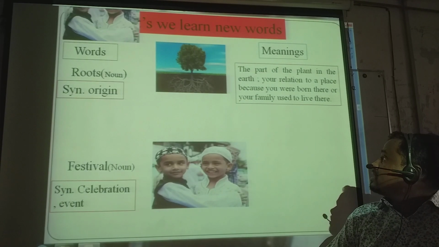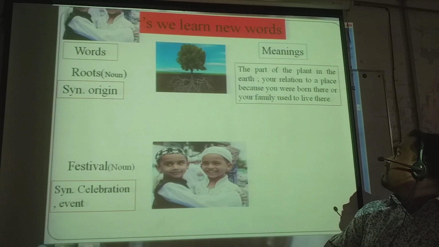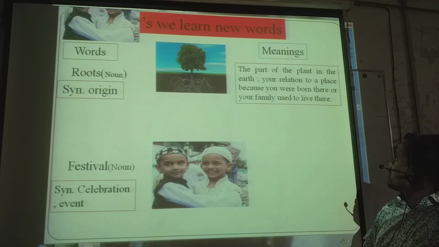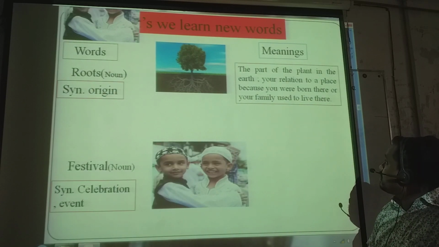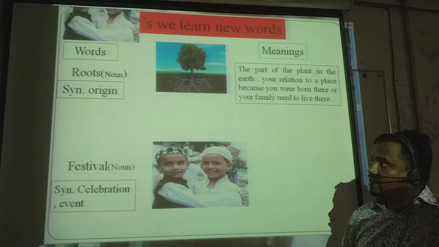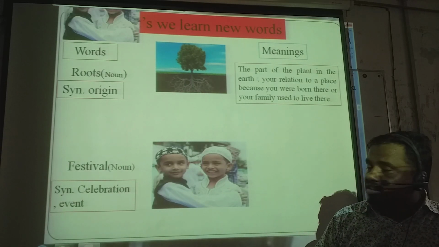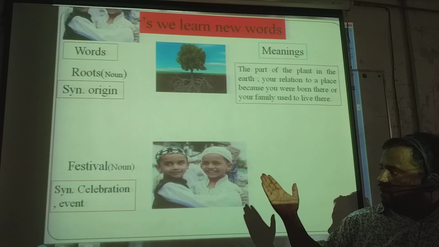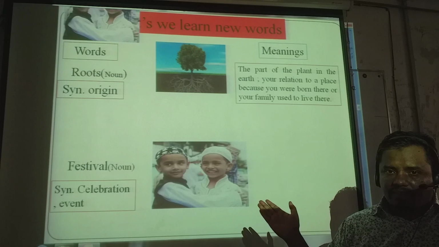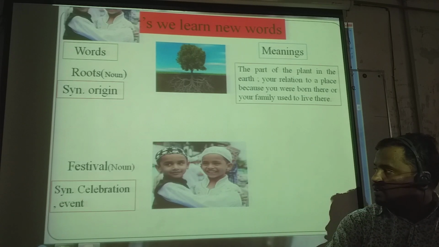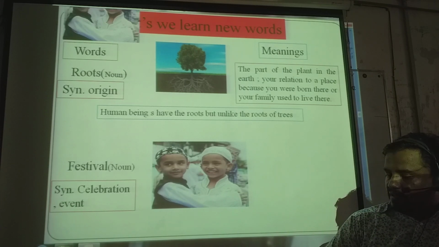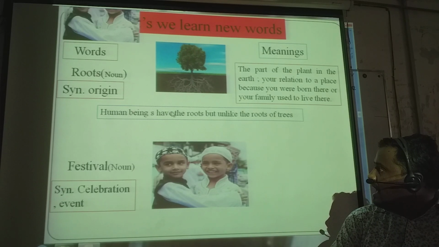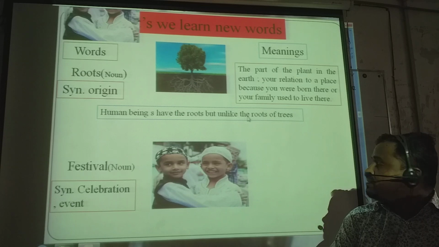Okay, the meaning of the word roots: the part of the plant in the earth. Another meaning: your relation to a place because you were born there or your family used to live there. The synonym of the word roots is origin. Festival. It's a noun also. The synonyms are celebration, event. The use of roots in a sentence: human beings have roots, but unlike the roots of the trees.